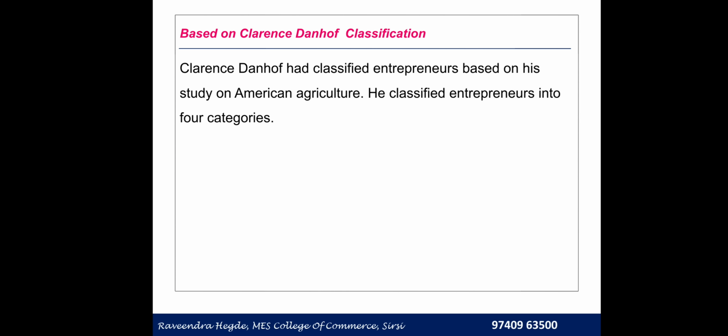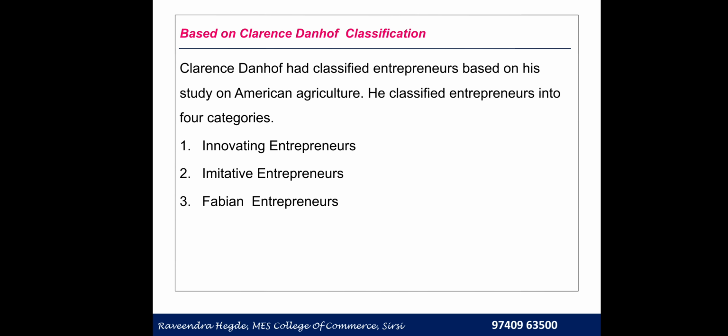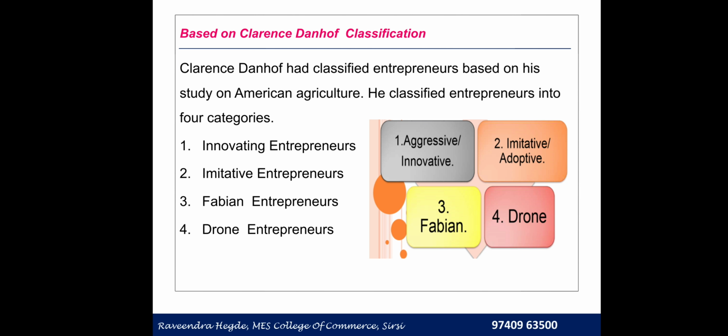Based on this, he classified the entrepreneurs into four types, and they are innovating entrepreneurs, imitative entrepreneurs, Fabian entrepreneurs, and drone entrepreneurs. Innovative entrepreneurs are also known as aggressive entrepreneurs, and imitative entrepreneurs can also be called adaptive entrepreneurs. Students, now let us understand these four types in detail.